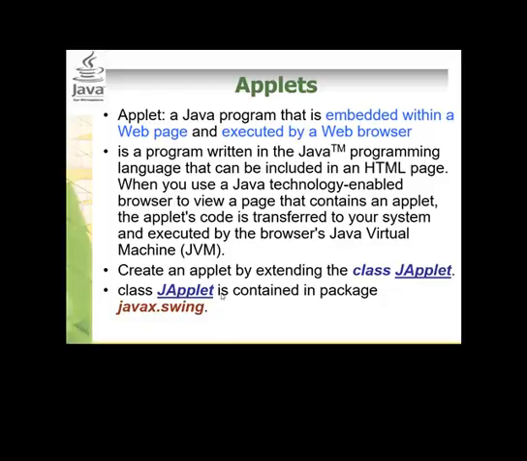When you use a Java technology enabled browser, this must be enabled in the web browser. There are certain web browsers that support Java technology, so you need to install the required plugin, or the Java virtual machine that is required to run the applet. To create an applet, you extend the class JApplet.